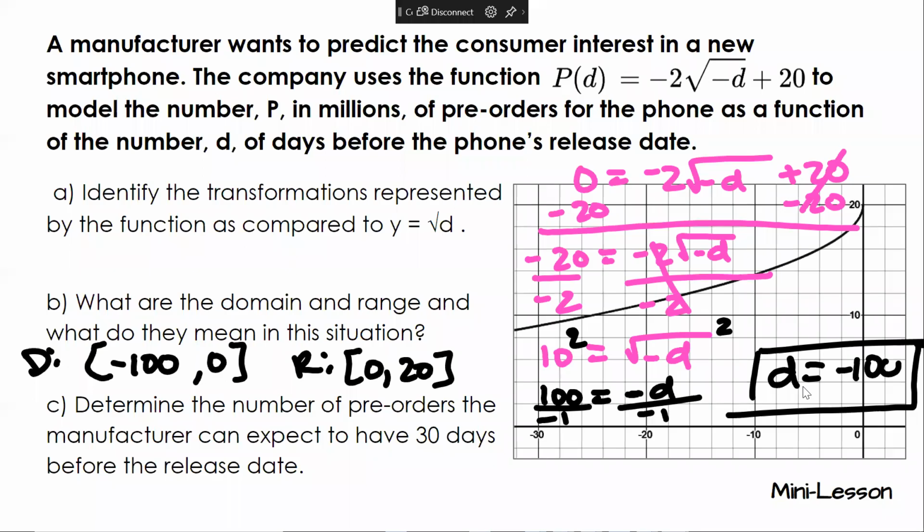Okay. On number 3, they ask us to determine the number of pre-orders the manufacturer can expect to have 30 days before the release date. So remember, D represents our number of days, right? So in order to figure out 30 days prior to the release date, what number are we going to plug in for D here?